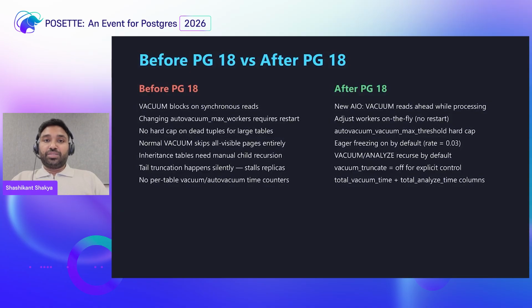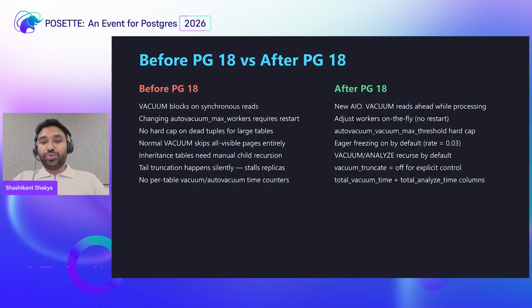When you had inheritance-based partitioned tables, you needed to manually vacuum and analyze your child tables. Tail truncation in vacuuming happens silently, which stalls reads on the replicas. And there were no autovacuum and vacuum counters for specific tables. PG18 addresses all of these pain points with this release.